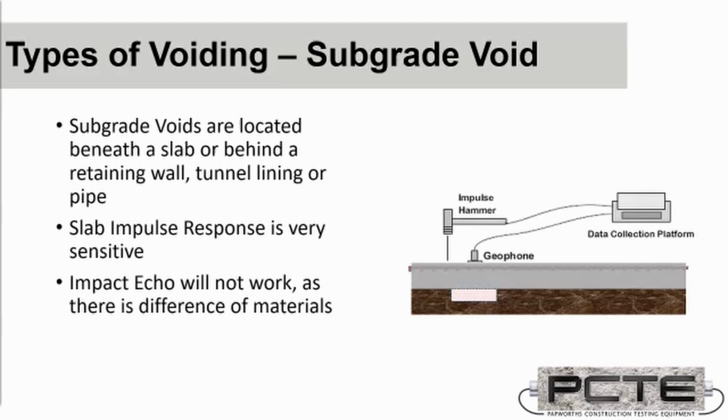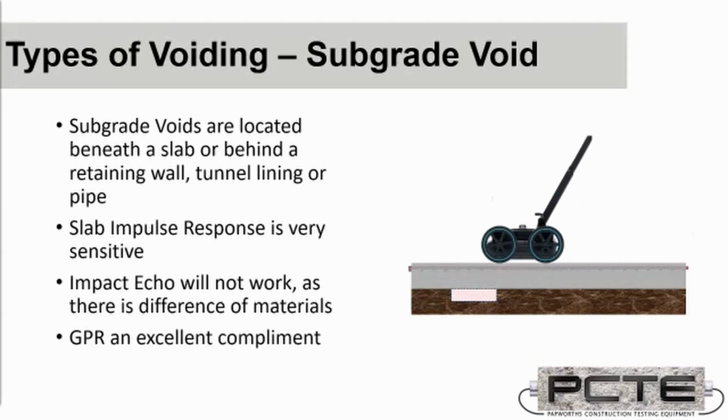We've discussed subgrade voiding, so slab impulse response is very sensitive. Impact echo, it will not work. To an impact echo test, a concrete slab placed on earth or a concrete slab placed on a void is identical because we're using high frequency sound energy to measure resonance. It'll resonate the same way on ground or off it. So this is one particular tool that people often think to use, but is not appropriate.